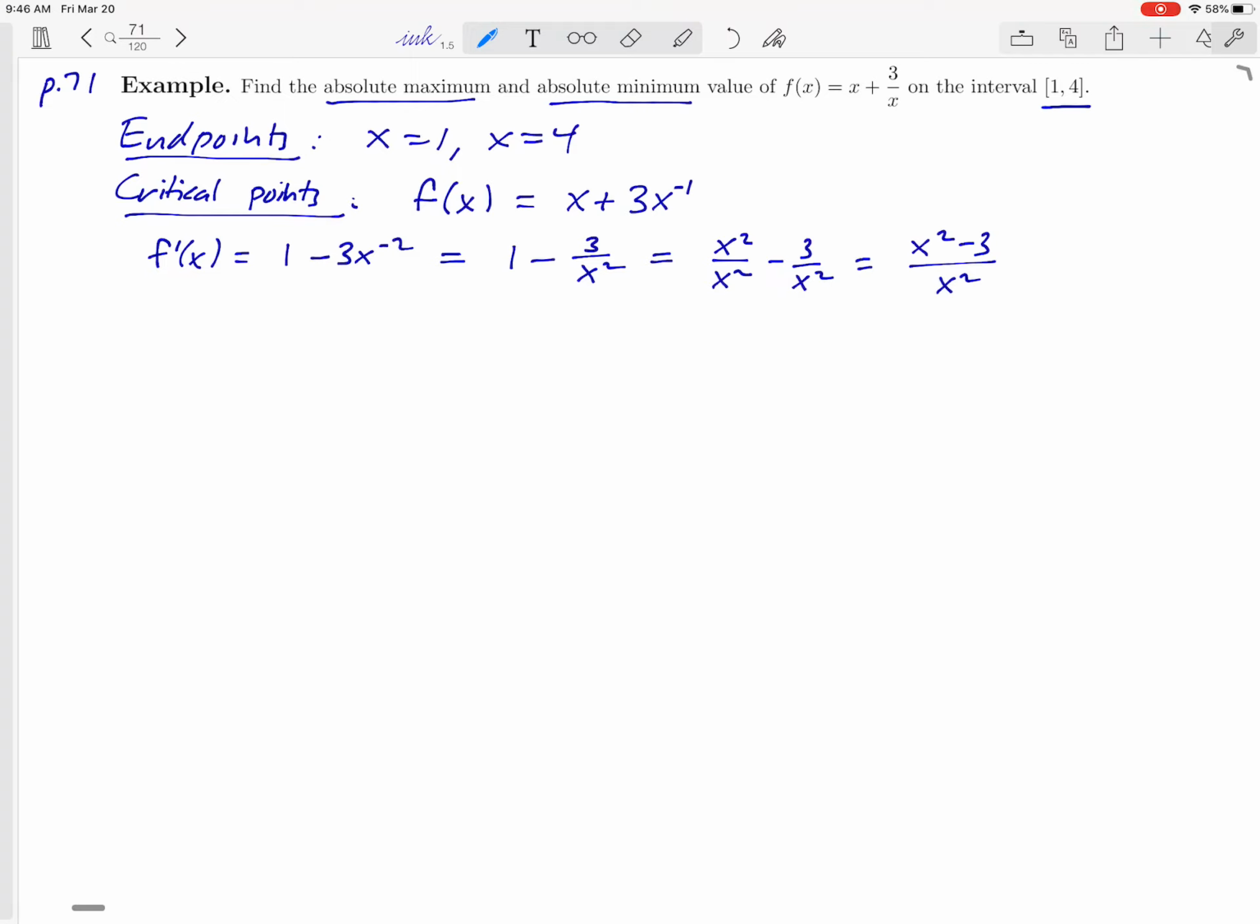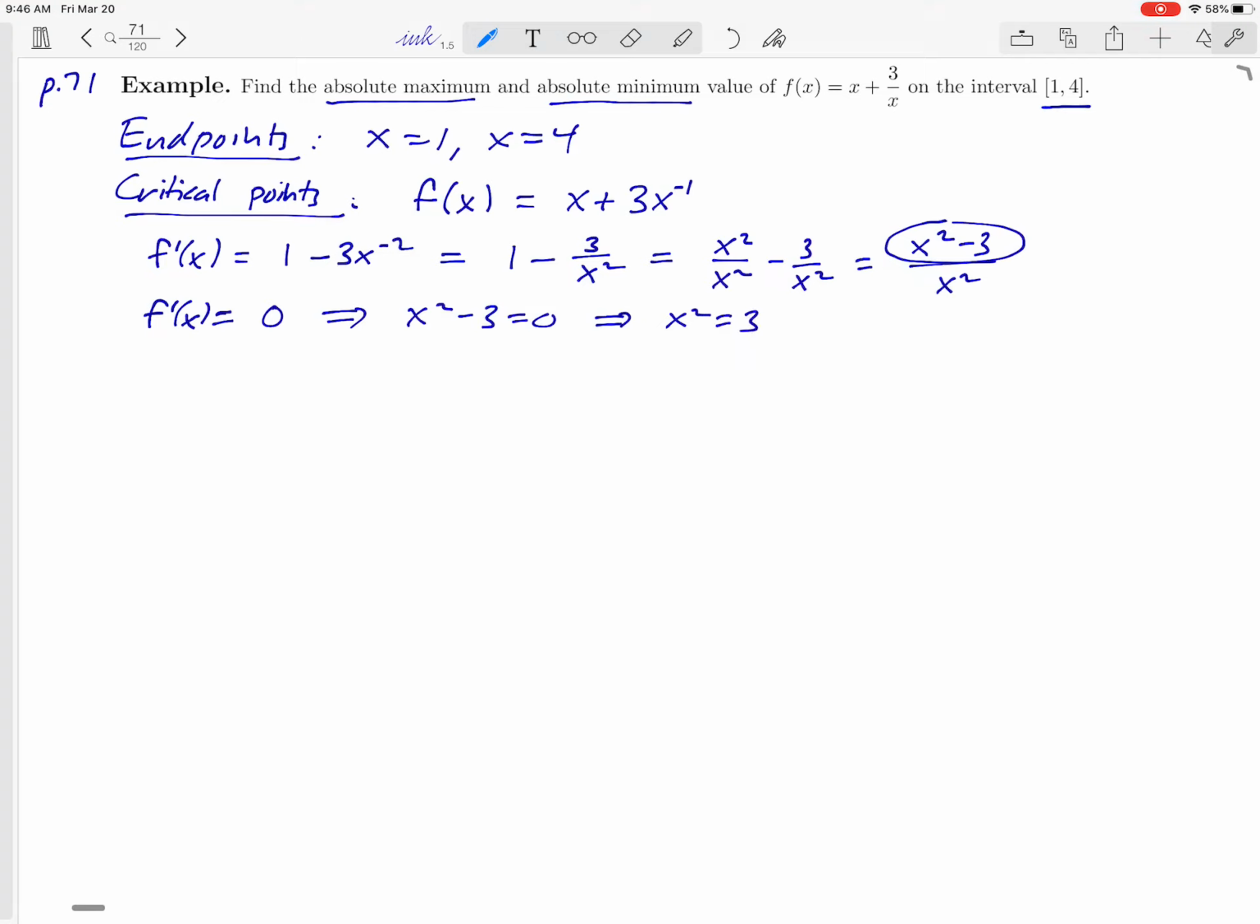Okay, and so it's critical points, again, that we're after. So we're asking, where is this derivative function equal to 0, and where is it undefined? And let's answer those questions separately. So the derivative is going to be 0 where its numerator is equal to 0. So I'm going to focus on just the numerator and set that equal to 0.